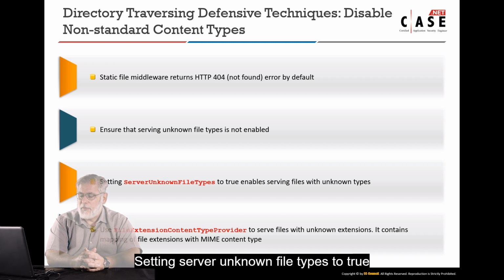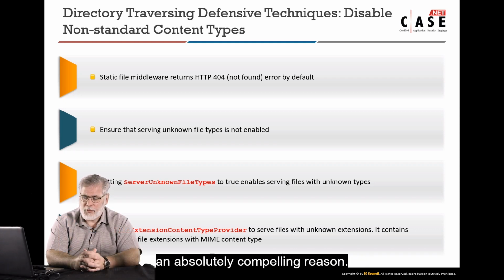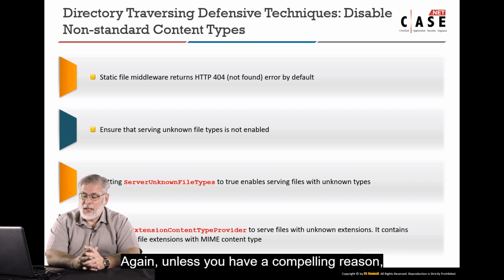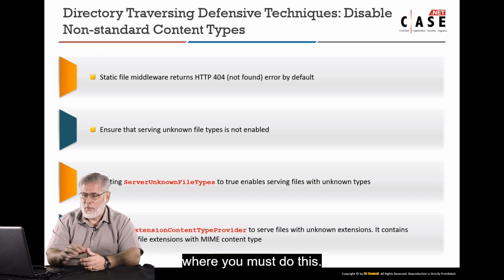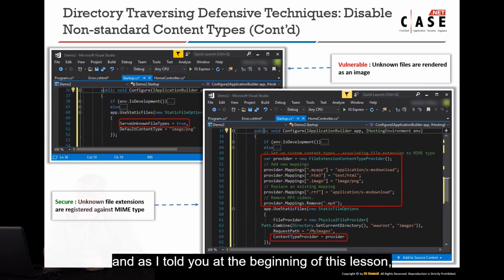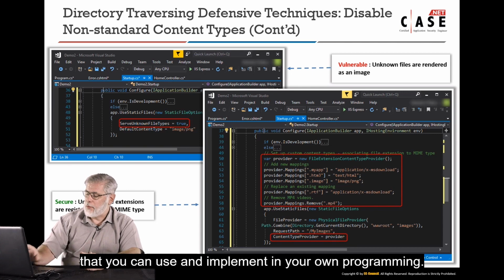Setting server unknown file types to true enables serving files with unknown types. You shouldn't do that unless you have an absolutely compelling reason. Use file extension content type provider to serve files with those unknown extensions. Again, unless you have a compelling reason, you'll want to avoid this, but they do allow it in case you have a situation where you must do this. Here we can see again code samples, and as I told you at the beginning of this lesson, it is replete with specific code samples that you can use and implement in your own programming.